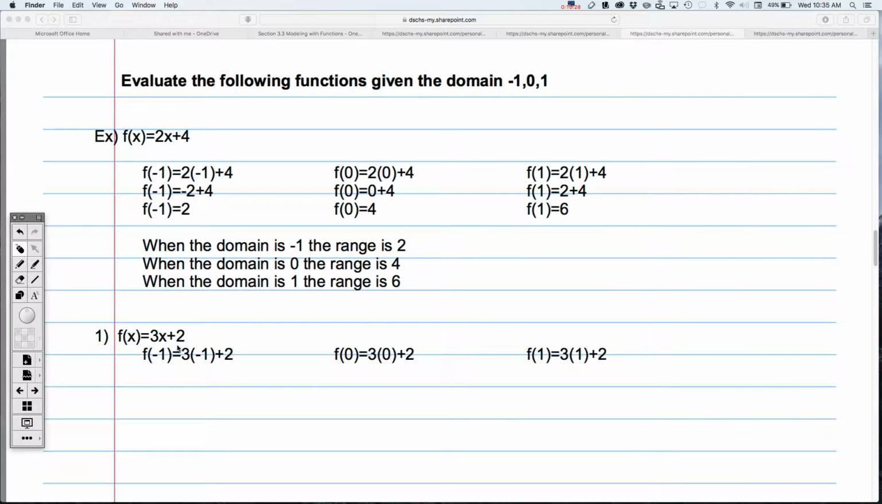Evaluate the following functions given the domain -1, 0, 1. Domain, guys, what is it? X.